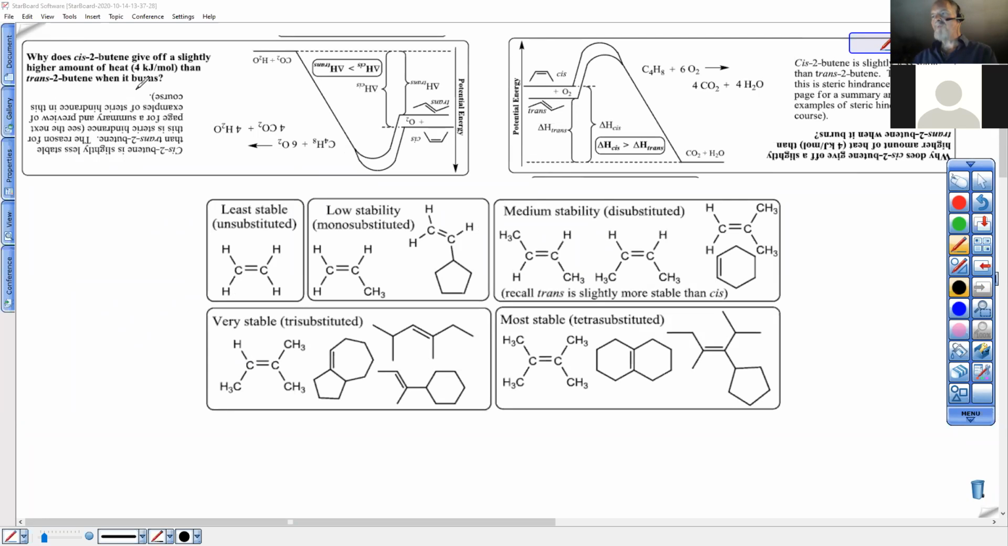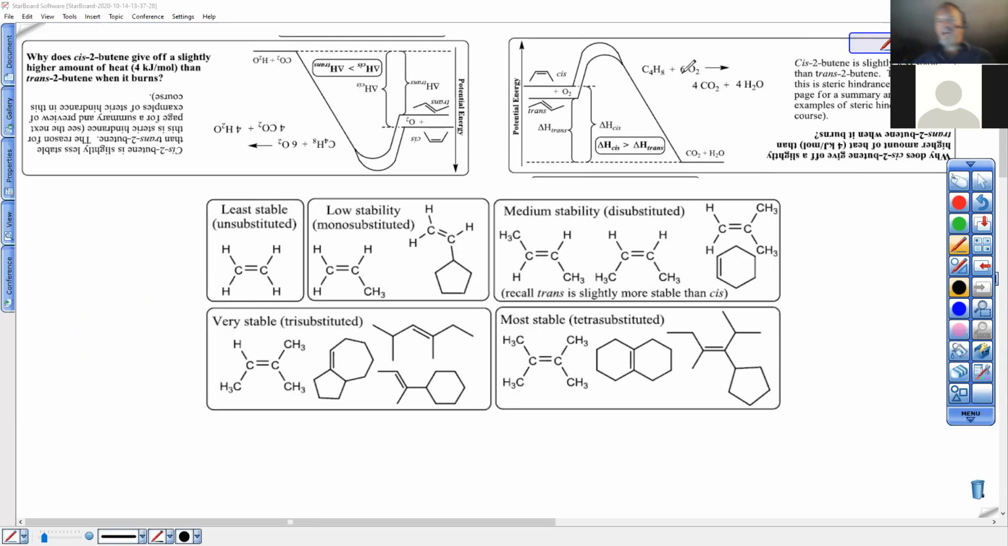And why does one give off more heat than the other? Because they have the same formula. They're going to give the same products, right? I flipped this upside down over here because the answer is upside down. I like doing that. So they're both C4H8 becoming 4 CO2s and 4 H2Os using 6 oxygens.